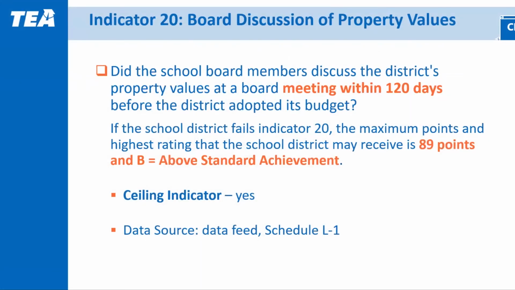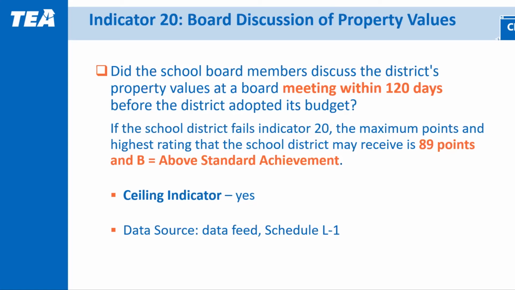And then the final indicator is a board meeting to discuss property values. This one keeps changing over time. In fact, we had to make a change before we had adopted these as rule, and then HB3 came along, and so we've had to make a change to it. And I suppose that we may have to continue to amend this one specific indicator, because right now we're asking for the district, if you've had discussions about property values at a board meeting within 120 days before the district adopted its budget.